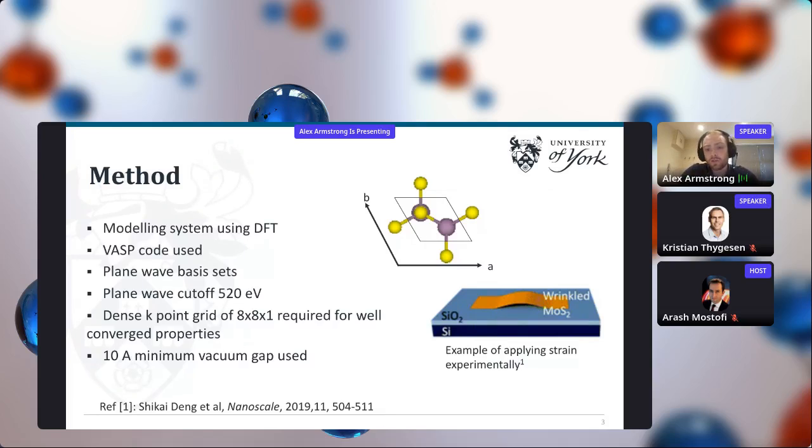In terms of applying strain, I've included a diagram on the right just to show how these sorts of strains would be applied experimentally. You can see it's affixed to the substrate on either side with a sort of wrinkle in it, which applies the strain in this central area.